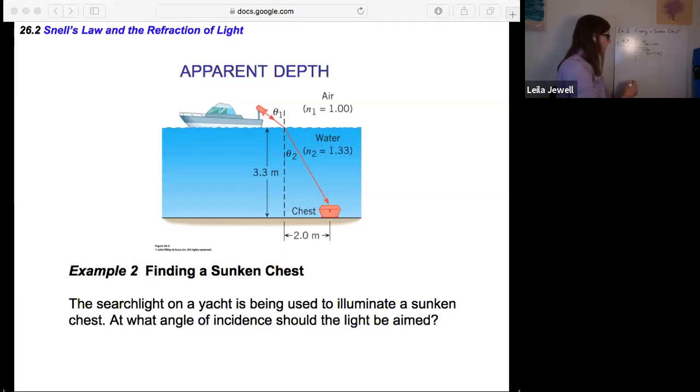So the light shines in, and when it reaches the water, because water has the larger refractive index, it's going to go to a smaller angle. And so the light ray can illuminate this chest on the bottom. And they give us some quantities of distances. They say the chest from the vertical there is 2.0 meters and at a depth of 3.3 meters.